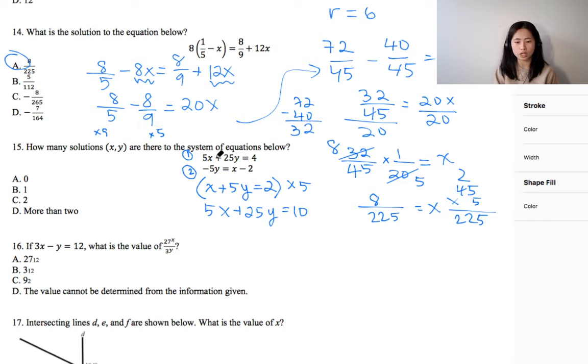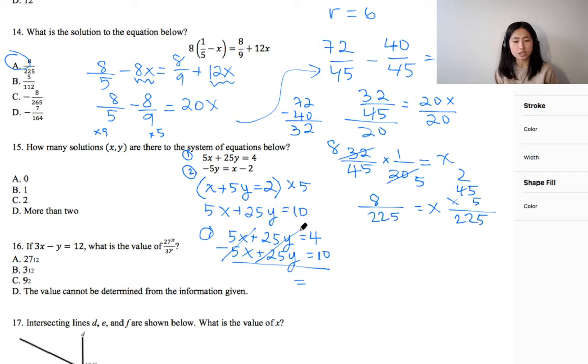So as a result, we have 5x plus 25y is equal to 4. I'm taking equation 1 and subtracting it from 5x plus 25y is equal to 10. Can you guys see that? 5x minus 5x cancels out, and 25y minus 25y also cancels out. So this is actually 0, and you have 10 minus 4, which is 6, or 4 minus 10, which is negative 6. We know that this is never true. Therefore, you don't have any solutions. That's why it's A.